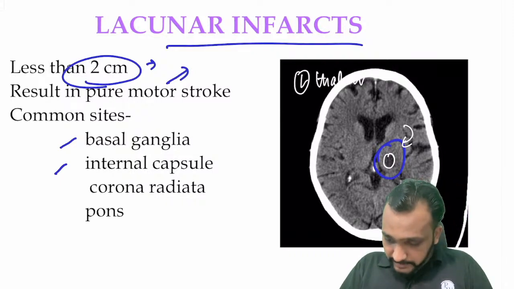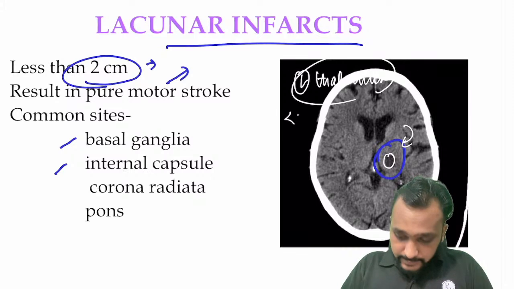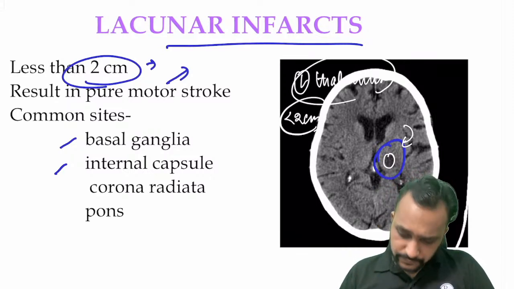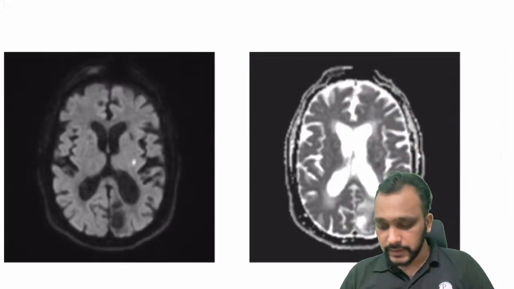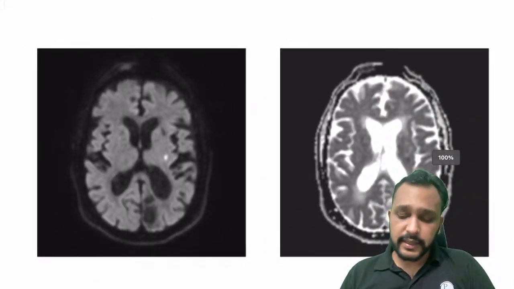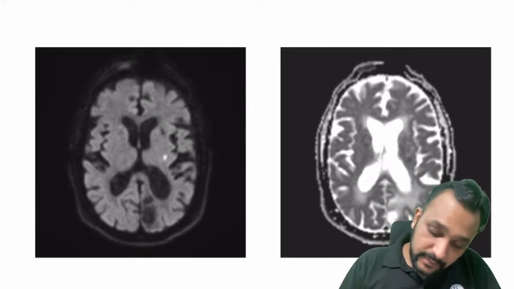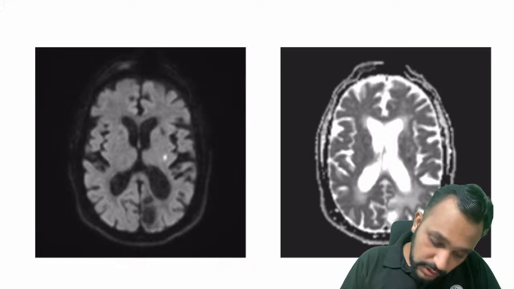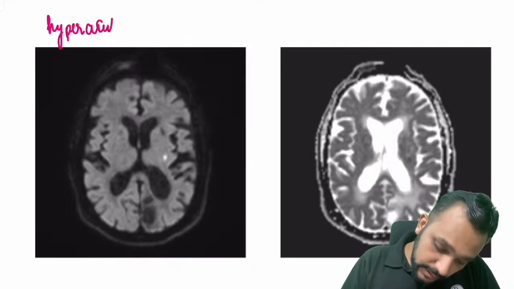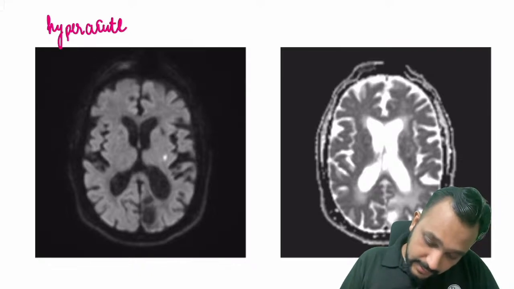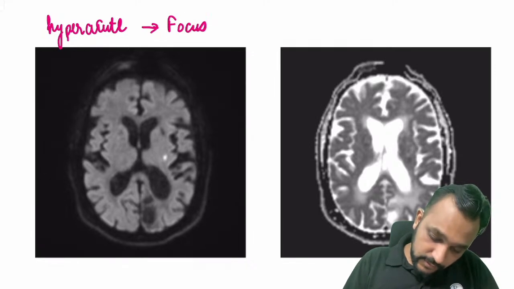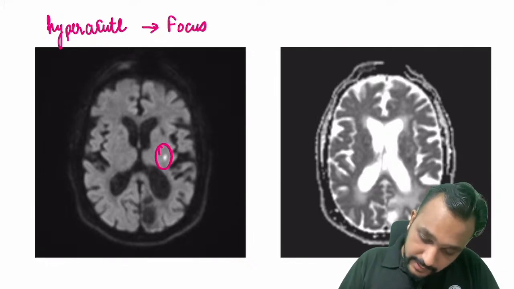Hypodensity that is involving the left thalamus, and it is less than 2 centimeter in size. So this is a case of lacunar infarct, right? These lacunar infarcts can be seen on the diffusion weighted images as well. So if it is a hyperacute lacunar infarct, what are we going to see? We will see a focus of diffusion restriction like the one we are seeing here.